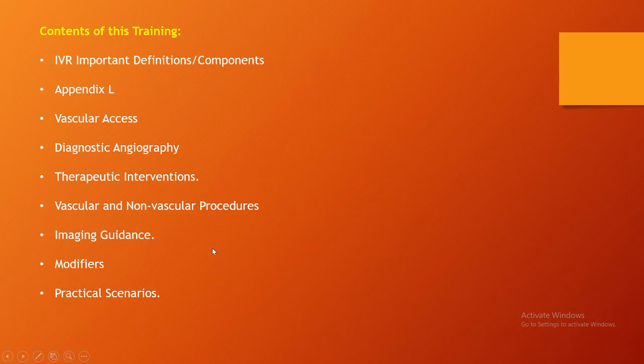Next, we will learn therapeutic interventions. Like we discussed previously, what is angioplasty, what is stent placement, what is atherectomy, what is thrombectomy, and also what is lithotripsy. These are the common procedures you will encounter in IVR coding. Next, you will learn the difference between vascular and non-vascular procedures. That we will learn soon.